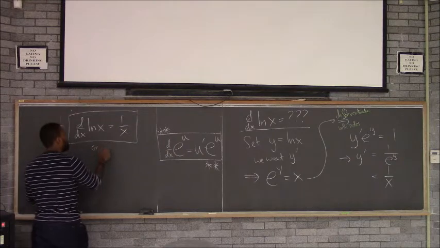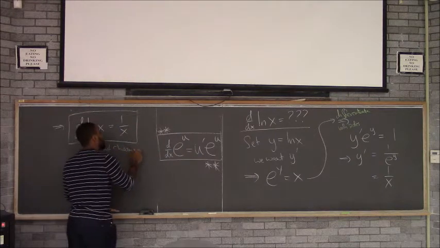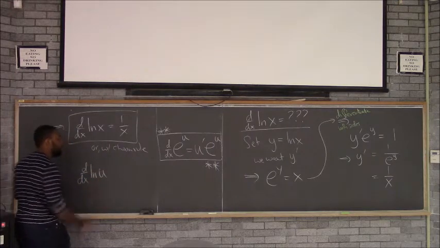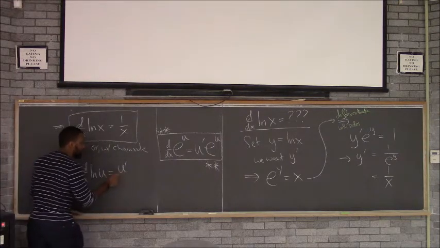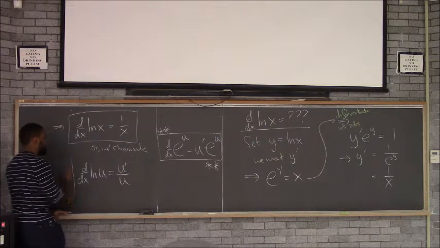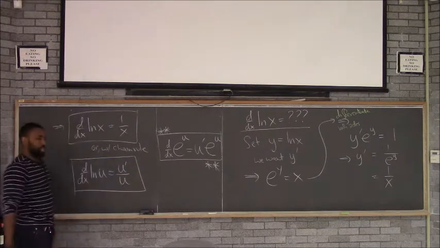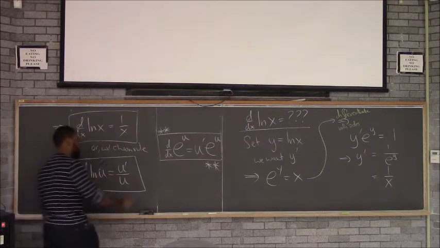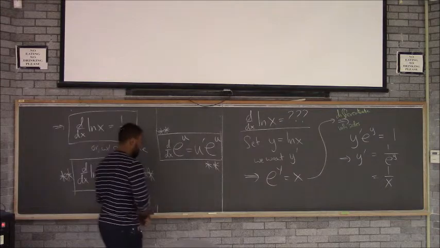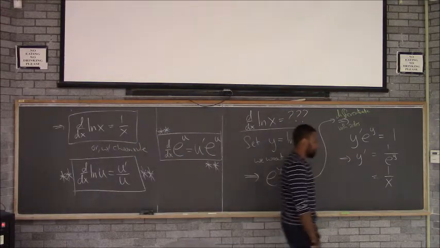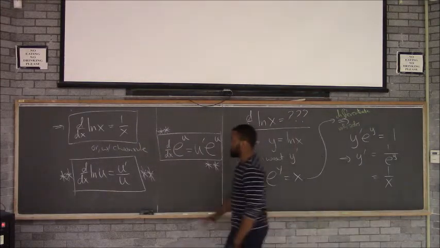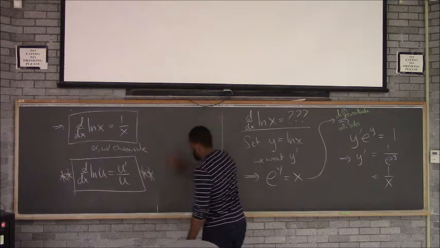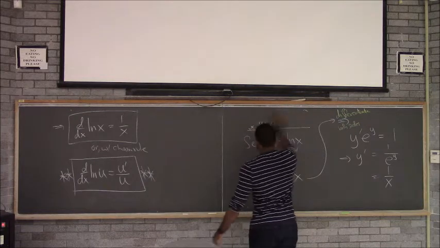Or with chain rule, I can say the derivative of ln of anything is the derivative of the thing over the thing itself. Differentiate the outer function, multiply by the derivative of the inner function. If I'm going to remember one of them, I remember this one. The derivative of the natural log of a function is just the derivative of the function divided by the function itself.